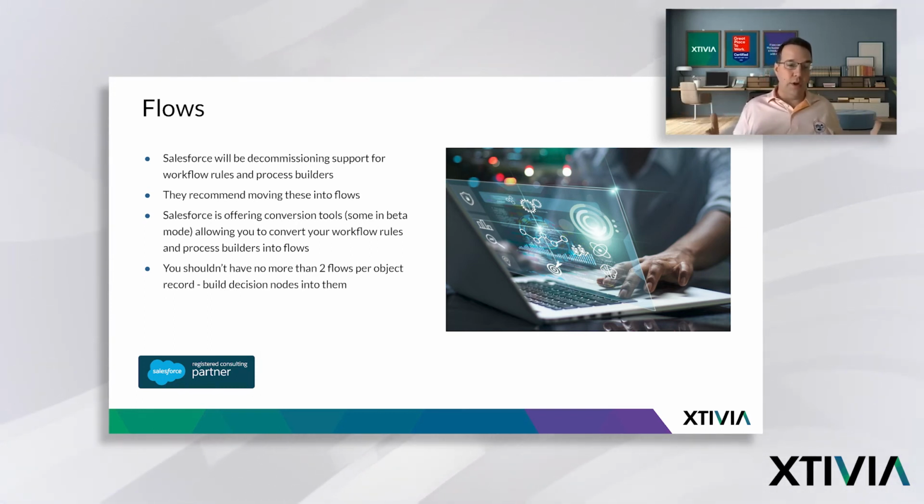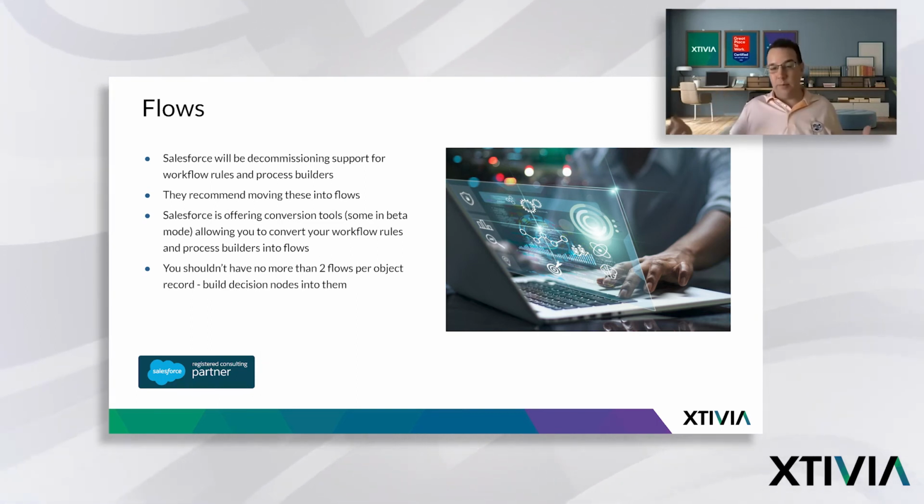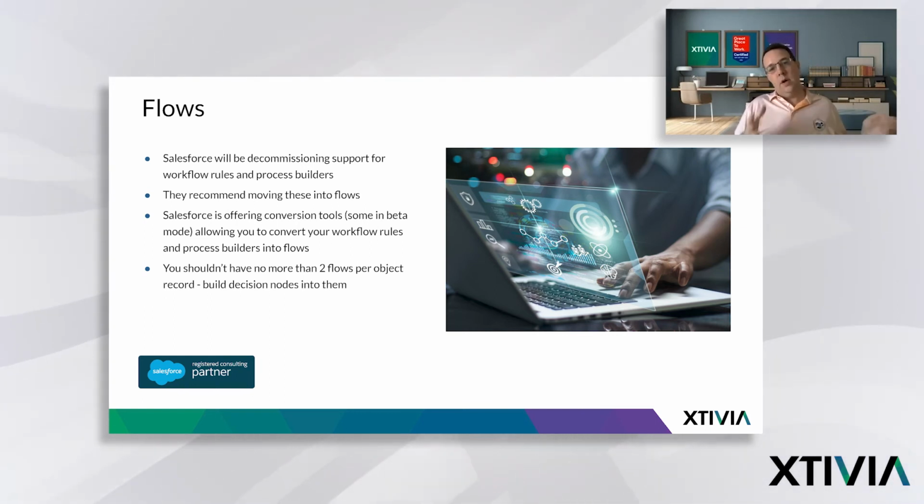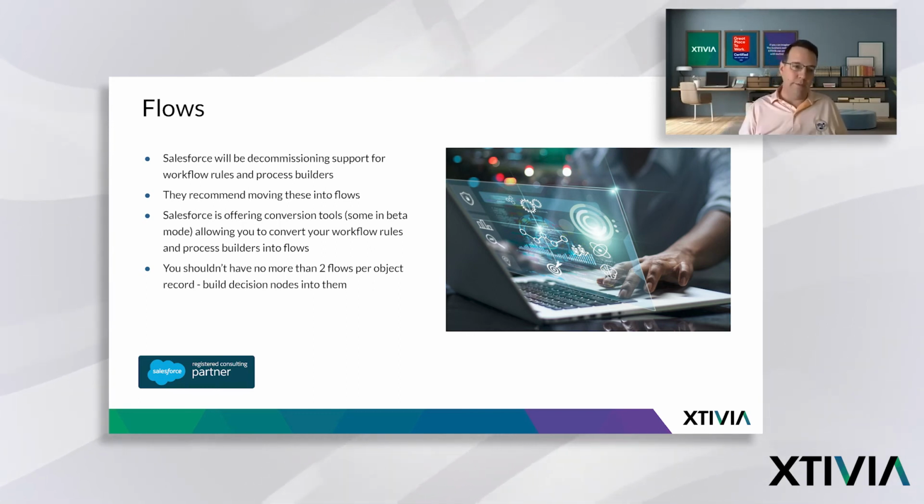One thing you can do within a process builder before you do the conversion: if you have, say, 8 process builders on one object like opportunity, try to consolidate them into 1 or 2 process builders for opportunity with different nodes. That makes it much easier when you're converting to flows to have it all be in 1 or 2 flows versus 8 different flows. Those conversion tools should be coming down the pipeline and available to you, so make sure you do some research on them.